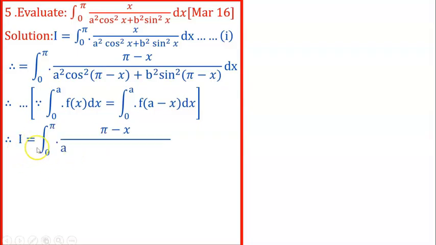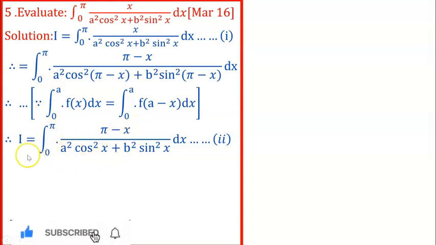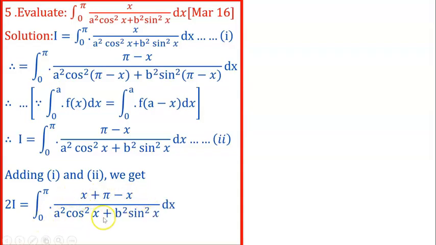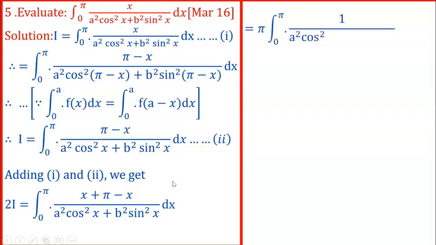Then you will get I is equal to the integral from 0 to pi of pi minus x upon, what about the cos of pi minus x, it is cos x, and sin of pi minus x is sin x, but they are squares. Therefore, you get the integral from 0 to pi of pi minus x upon a cos square x plus b sin square x dx. Now adding 1 and 2, both of them have the same denominator. Then you will get the integral from 0 to pi of x plus pi minus x upon a cos square x plus b sin square x. The x gets cancelled, therefore pi times the integral from 0 to pi of 1 upon a cos square x plus b sin square x dx.